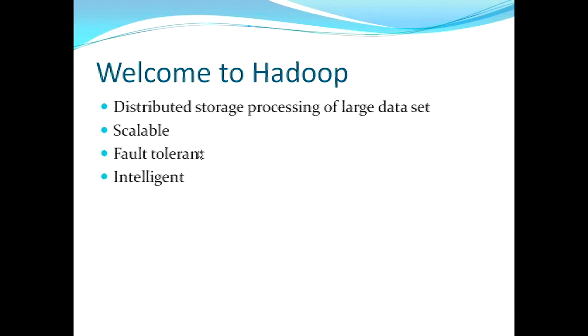New nodes can be added as needed without needing to change the data format, how jobs are written, or the applications on top. It is cost effective because Hadoop brings massively parallel computing to large clusters of regular servers. The result is a sizable decrease in the cost per terabyte of storage, which in turn makes analyzing all of your data affordable. It is fault tolerant. When you lose a data node, the system redirects work to another node in the cluster, it could be in the same rack or a different rack, and continues the processing without missing a single beat. We'll know what a beat is later.